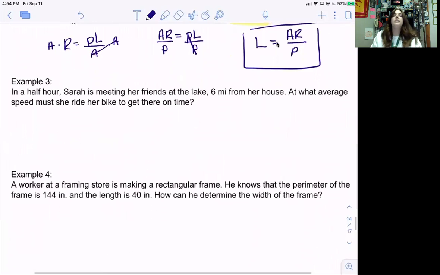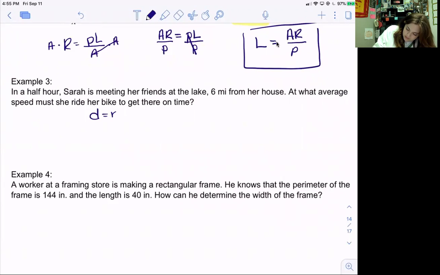Okay, example 3. In a half hour, Sarah is meeting her friends at the lake, 6 miles from her house. At what average speed must she ride her bike to get there on time? So we actually have a formula, and that is distance equals rate times time. So D equals RT. So we're going to use that to rewrite, so at what average speed, which would be our R.